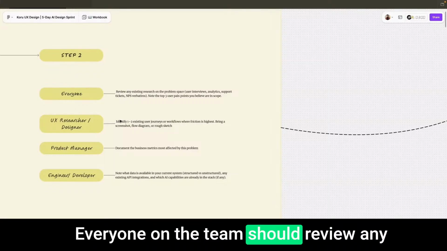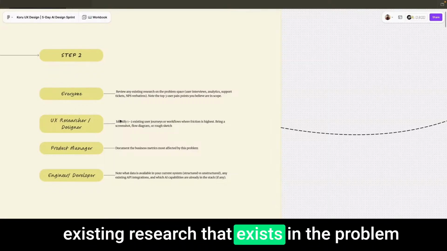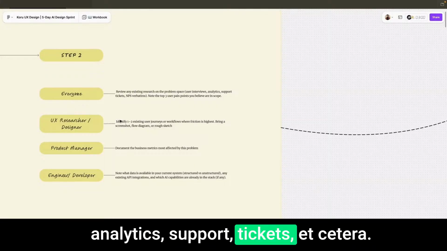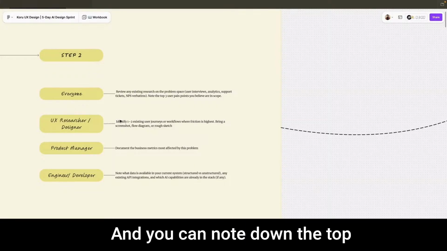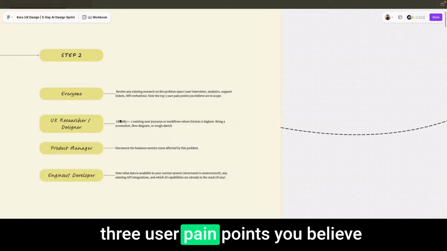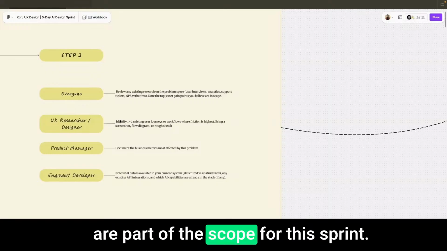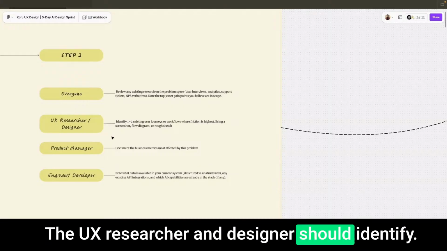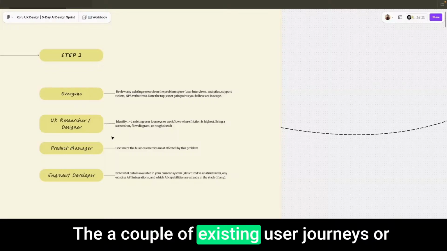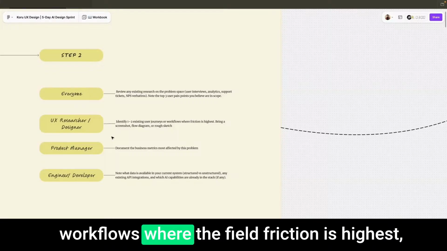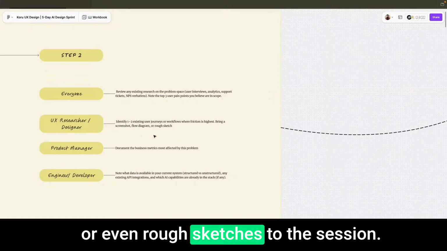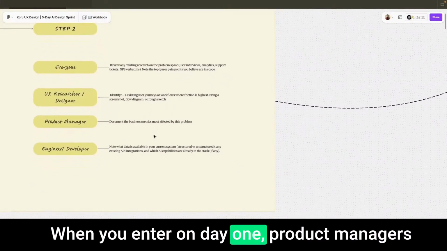Everyone on the team should review any existing research that exists in the problem space, which could include interviews, analytics, support tickets, etc. And you can note down the top 3 user pain points you believe are part of the scope for the sprint. The UX researcher and designer should identify a couple of existing user journeys or workflows where they feel friction is highest. Feel free to bring screenshots, flow diagrams, or even rough sketches to the session when you enter on day 1.